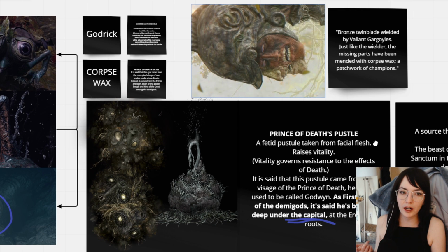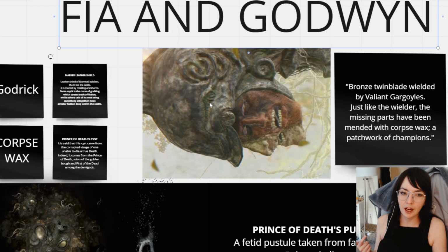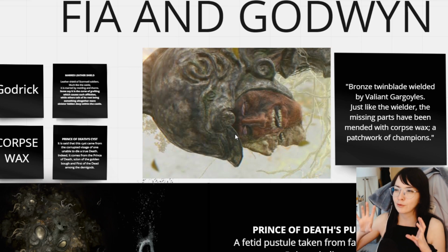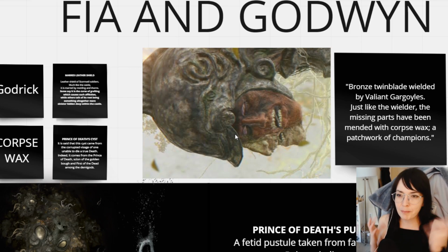It seems like Queen Marika and perhaps Godrick also used corpse wax to stick the valiant gargoyles together. And if you go to Deeproot Depths, there is a little room that almost looks like a church, and there's a bunch of torn up, dismembered valiant gargoyles that are all in this room together, and it looks like they're being stored in there for grafting purposes later, like their body parts are being taken or they're waiting to be repaired.